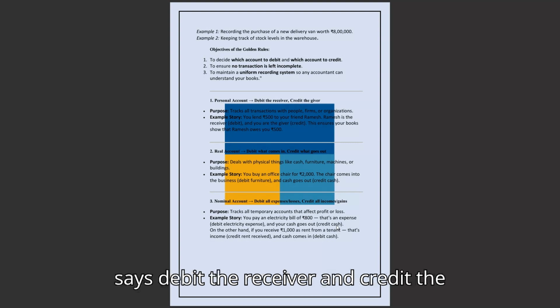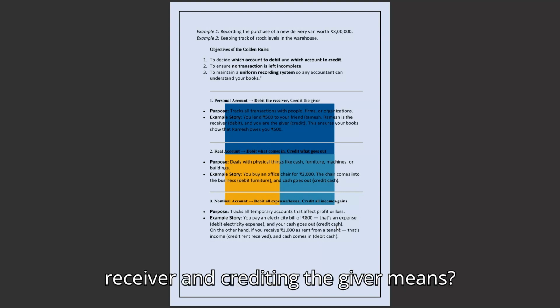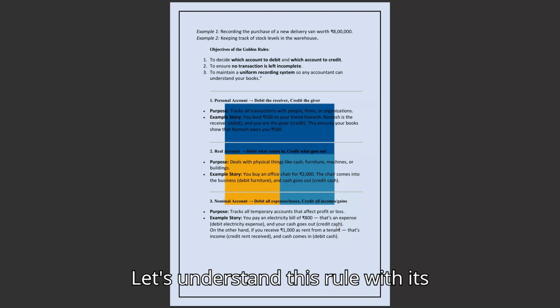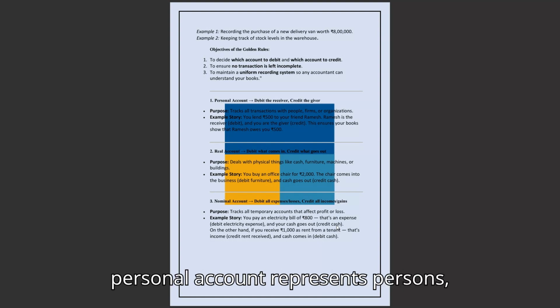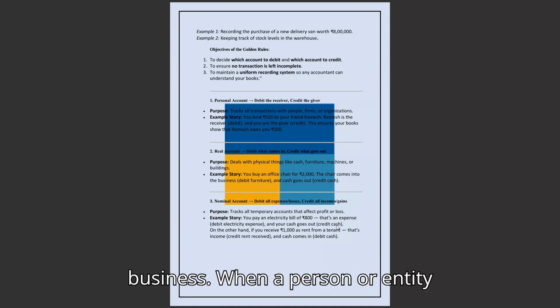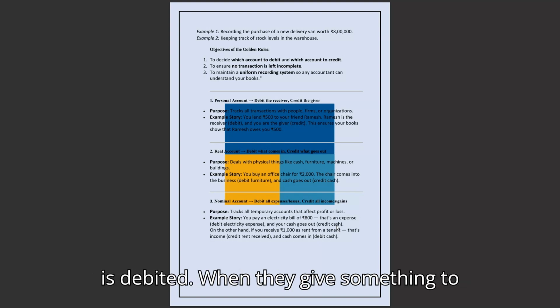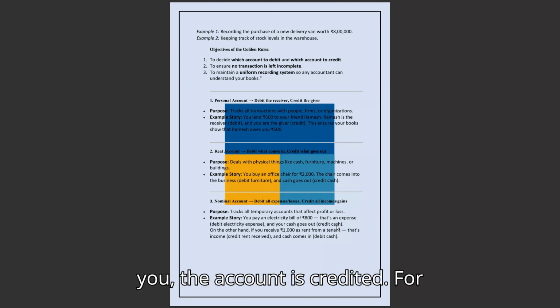The first one is personal account. It says debit the receiver and credit the giver. Now what does debiting the receiver and crediting the giver mean? Let's understand this rule with its meaning and a few examples. A personal account represents persons, firms, or organizations you deal with in business. When a person or entity receives something from you, the account is debited. When they give something to you, the account is credited.